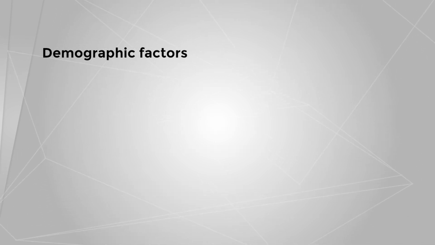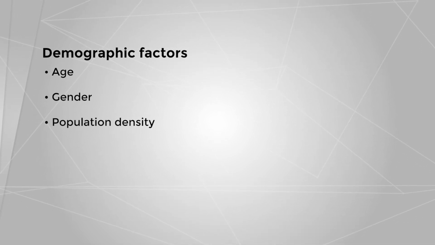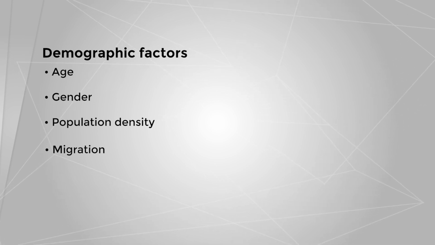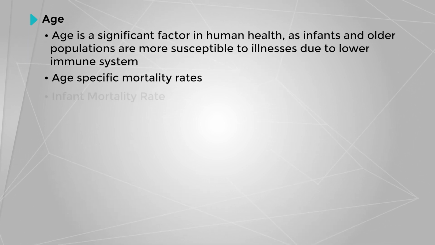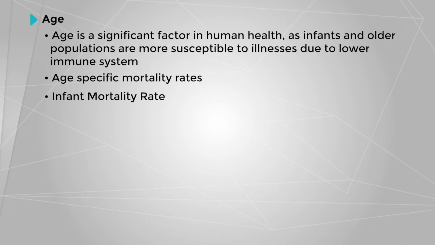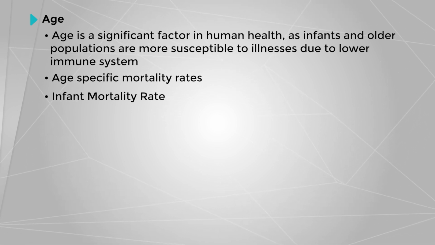Next, let us discuss the role of demographic factors in determining health outcomes. These may be age, gender, population density, migration, and others. Age is a significant factor in human health, as infants and older populations are more susceptible to illnesses due to lower immune systems. Age-specific mortality rates and infant mortality rates are considered to be the most useful indicators of a population's health, so much so that infant mortality rate is a component of the Human Development Index used for global comparisons.